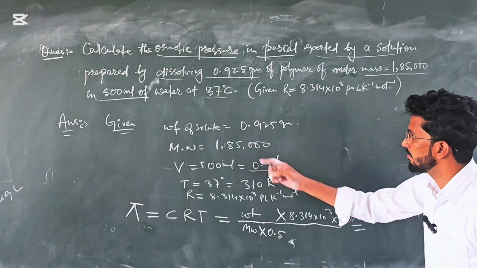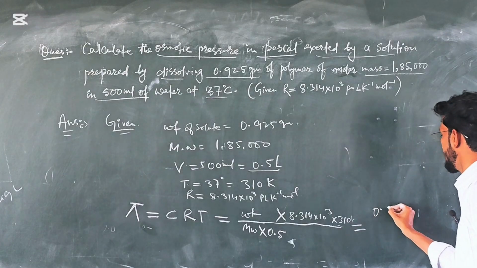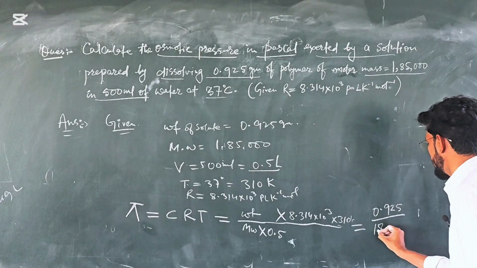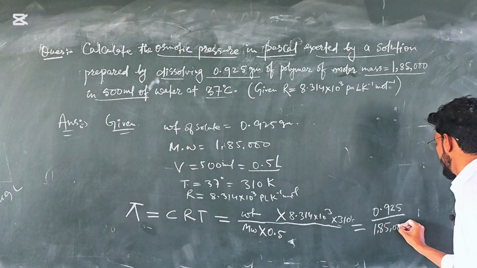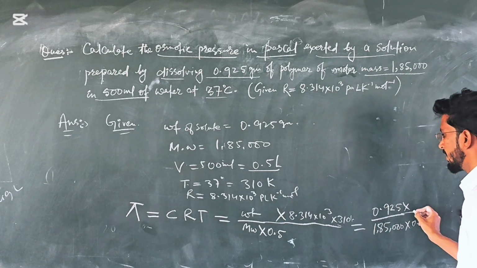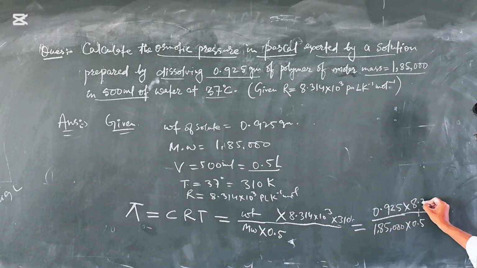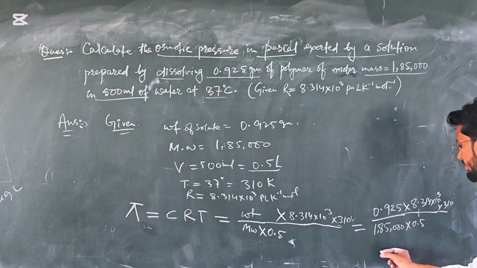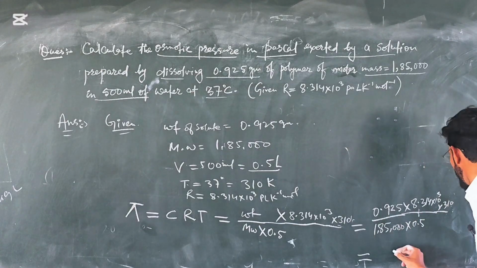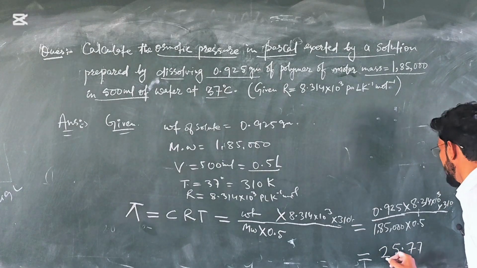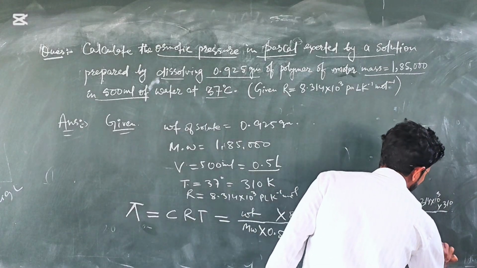Now by simply putting the values: weight is 0.925 upon molecular weight 1,85,000 into 0.5 into R, 8.314 into 10 to the power 3, into temperature 310 Kelvin. Now by calculating this on a calculator, you will get the answer, 25.77. This will be the osmotic pressure, 25.77 Pascal.